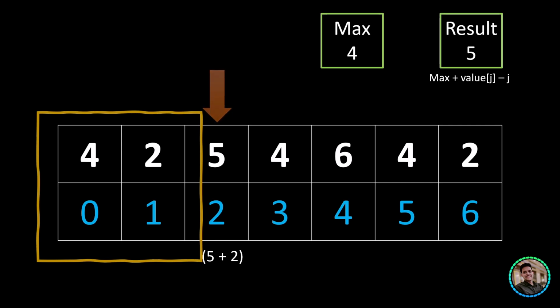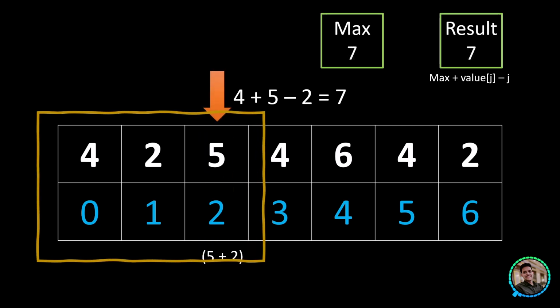So what is the maximum value that we can get from the previous indexes? It is 4. We already have that in a variable. We put that into the equation that we have, which is max plus value of j minus j. We get 4 plus 5 minus 2, which is 7. 7 is greater than the result, and we update the result.